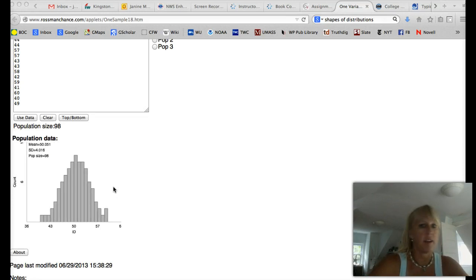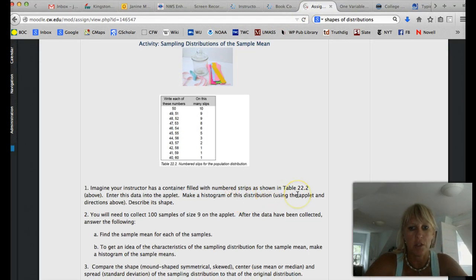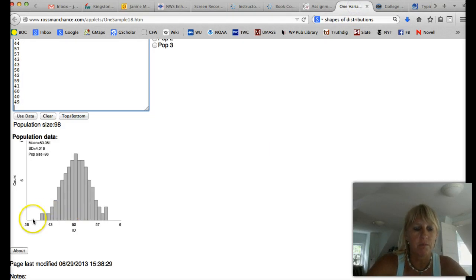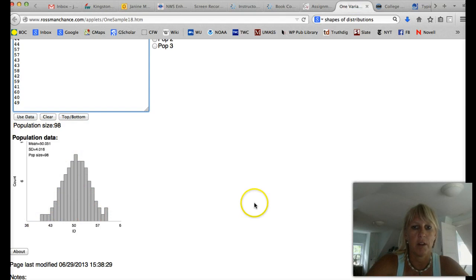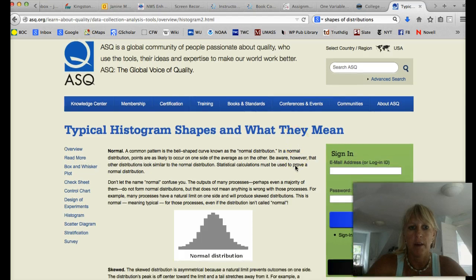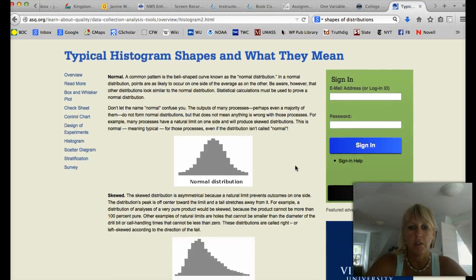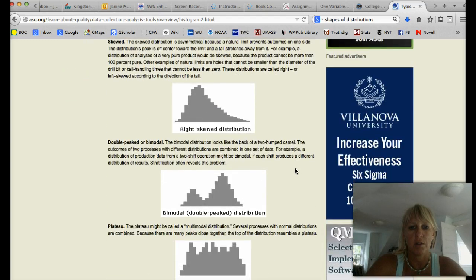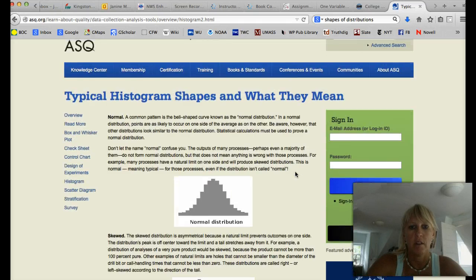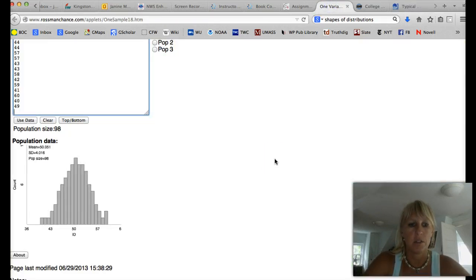Anyway, the next part of the activity, I'm going to go back here, says to make a histogram of the distribution using the applet and the directions. Describe its shape. So here, the shape is whatever you would say. If you're having trouble describing the shape, I had given a link earlier, and I'll include this link as well. It's typical histogram shapes and what they mean. So here's a normal distribution, here's a right skewed distribution, bimodal, and so on. I have a link to another page that I gave you earlier. I'll include that one as well. So in this particular case, the distribution is normal shaped.